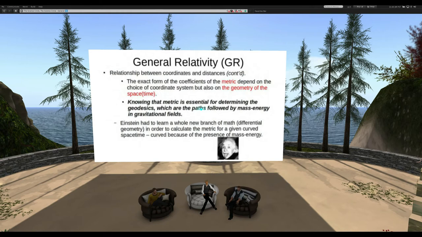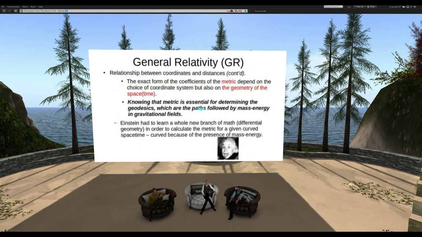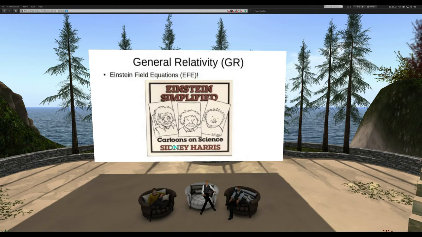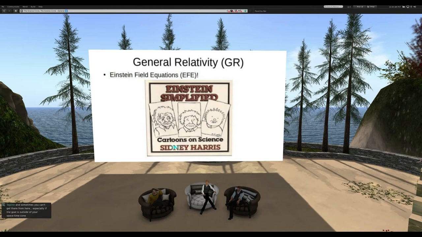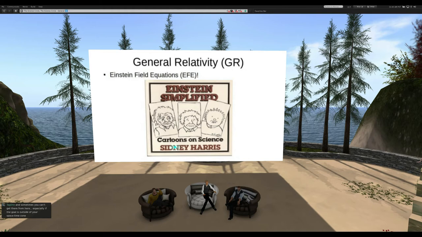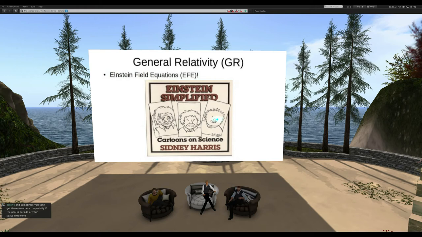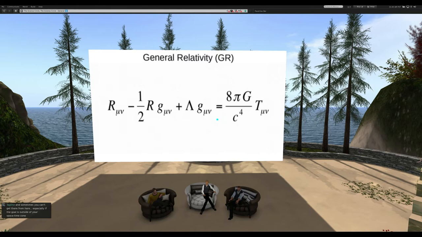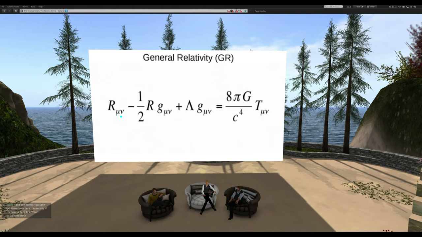Because once you have that, you can get the geodesics. And once you get the geodesics, they give the paths followed by mass, energy, and gravitational fields. So they're moving naturally on these paths of shortest distance. And Einstein had to learn a whole new math in order to do this, differential geometry. So in order to determine what that geodesic is for a given space-time, he developed his Einstein field equations, which I'll try to simplify as much as possible, maybe not quite as much as in this drawing, but I'll simplify it a bit if I can.